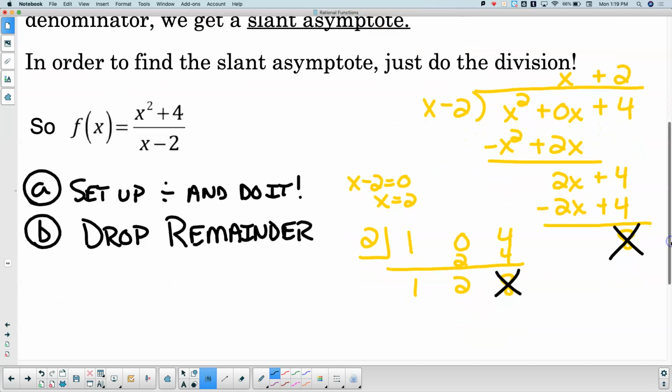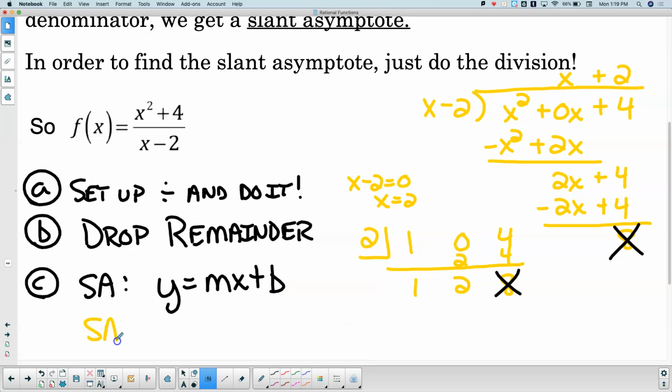The last subpart of this then is we write our slant asymptote in y equals mx plus b form. And that mx plus b comes from our dividing that we just got. So in this particular case, the slant asymptote would have been y equals x plus 2. And then I graph that line as an asymptote. So it goes on and it's dashed. Okay? It goes on, and this is one of those asymptotes that we can't cross. The only asymptote that you can cross is a horizontal one. Okay? Can't cross a slant, can't cross a vertical.